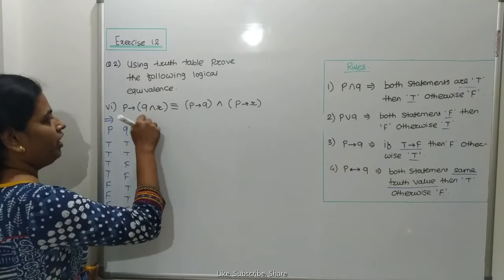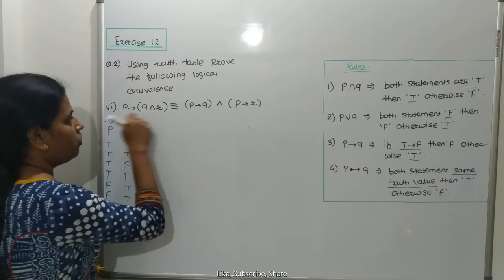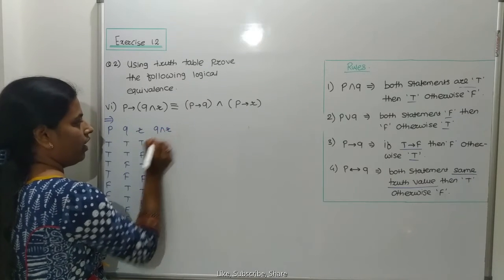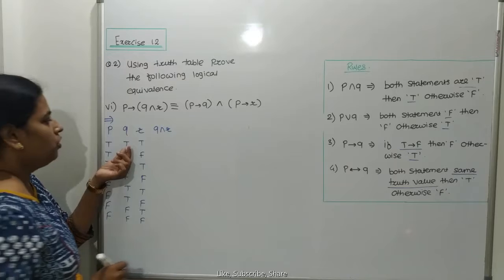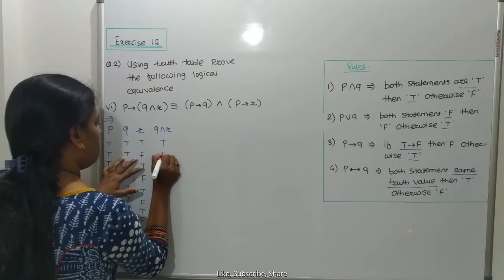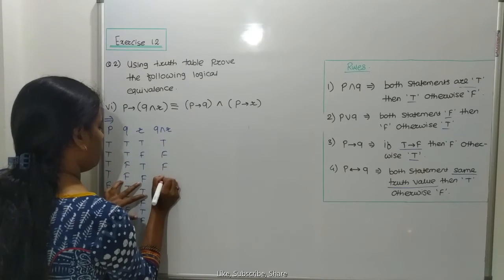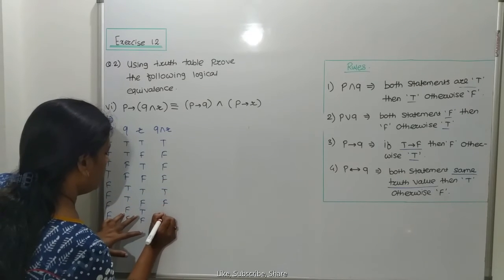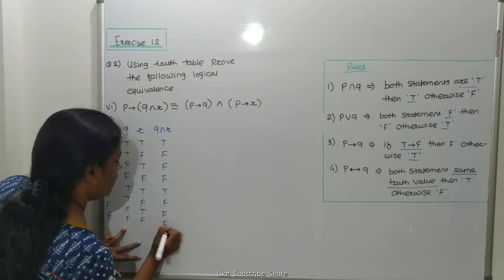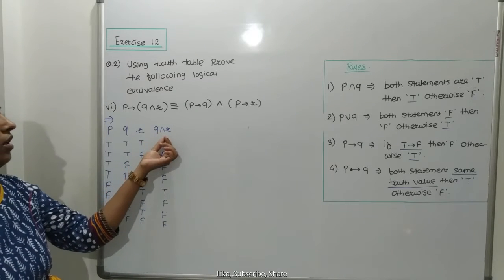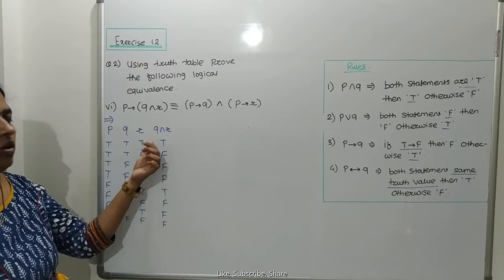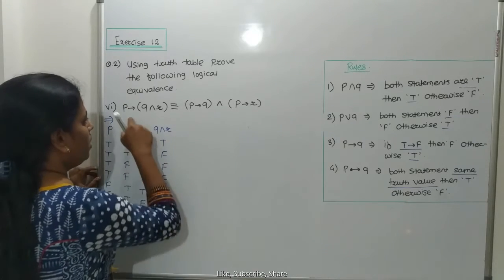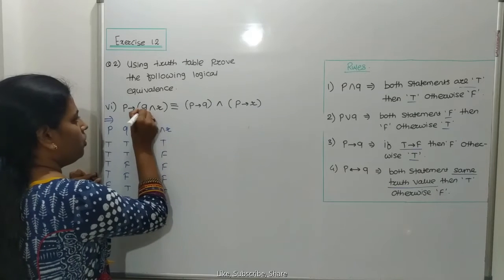Now next we have to calculate Q and R. For solving this, first of all calculate Q and R. So true, true is true here. True, false, false. False, true, false. False, false, false. True, true, true, true, false, false, false, true, false, and false, false gets false. Only one condition is there: if both inputs are true, or both statements are true, then only you get true here. Otherwise, false.